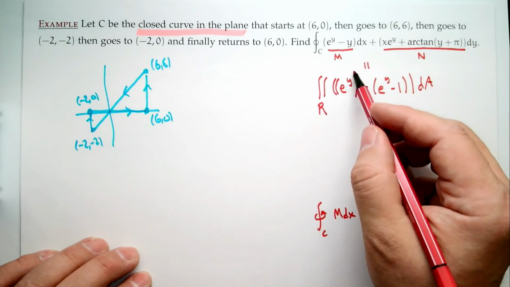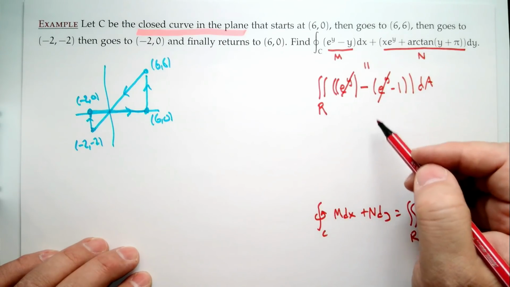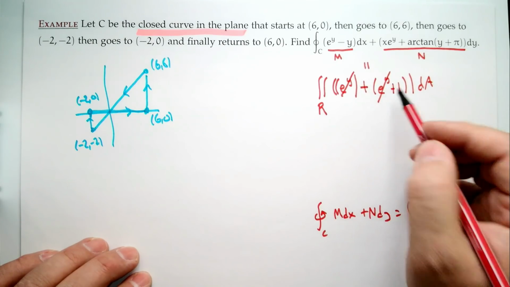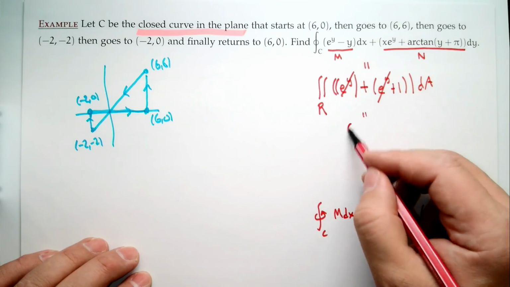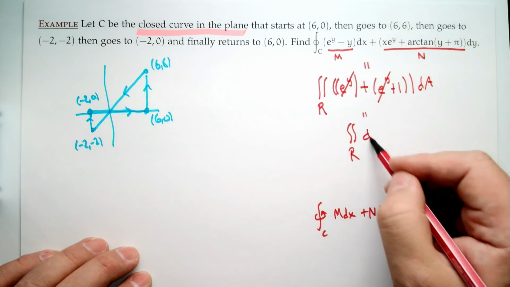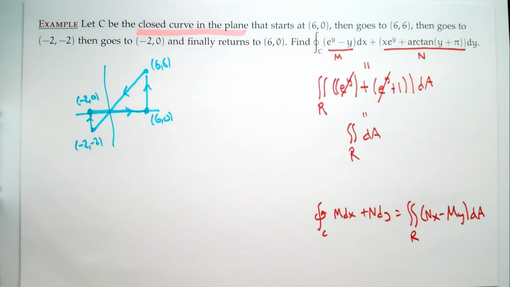Well, good news. The e to the y's cancel. Minus minus makes plus. So this becomes the integral over our region dA. Now we're like, woohoo, easy problem. But maybe there's a subtlety. If you look at the curve, there's something going on with this curve that we haven't quite seen. So we have to think about how to deal with this.